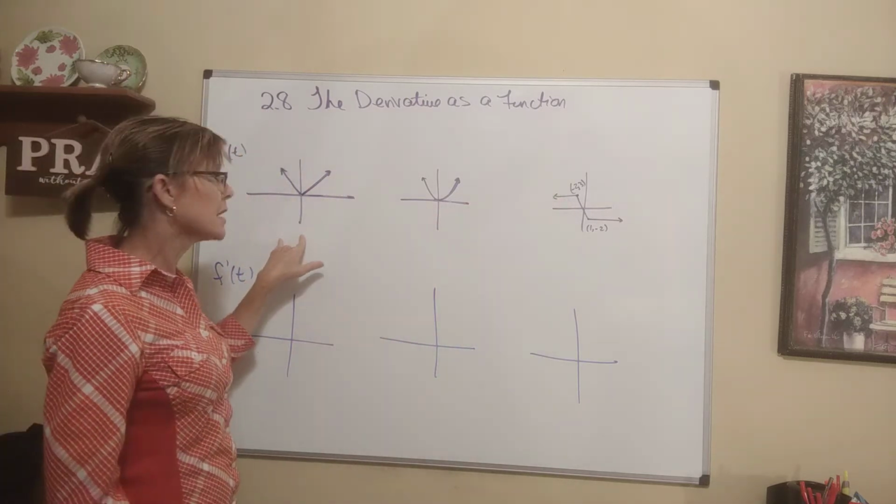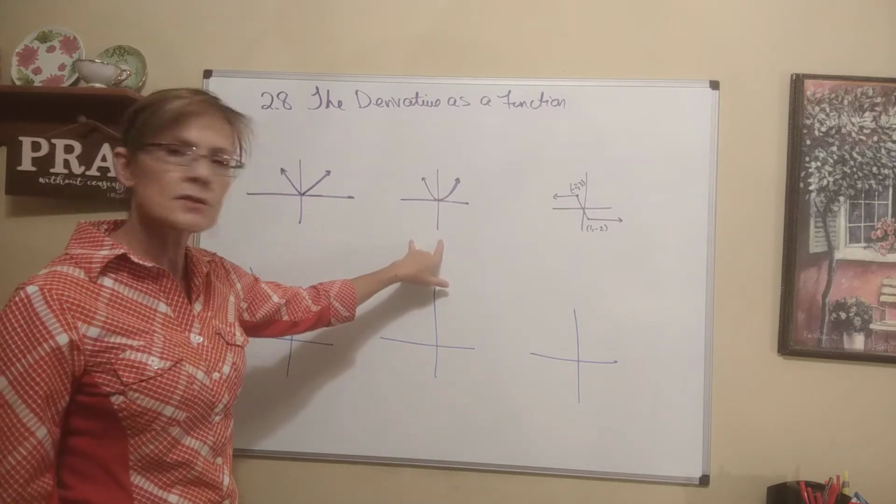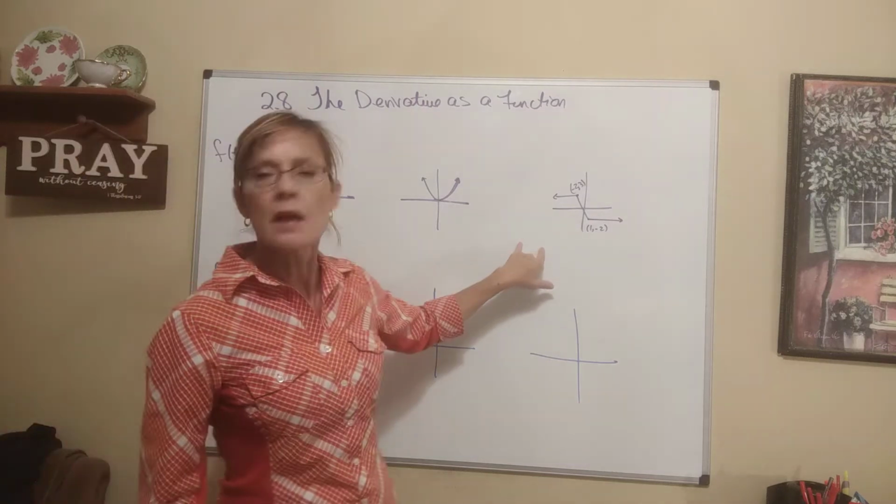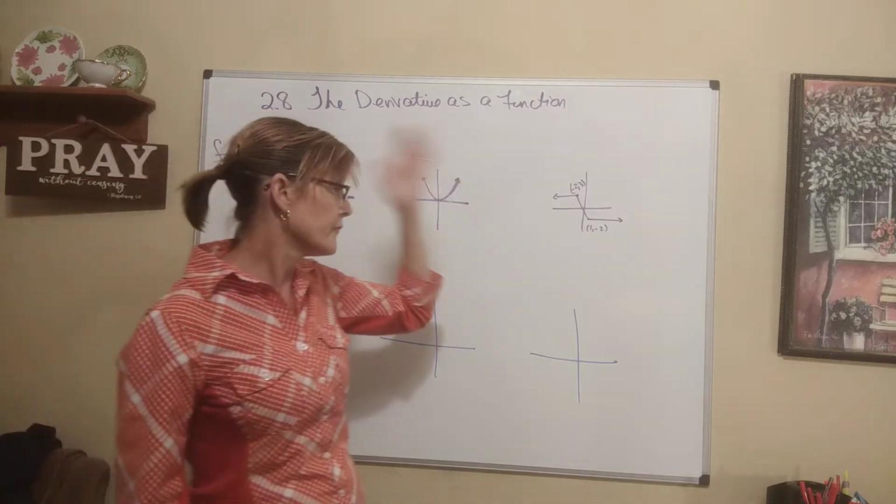Well, I didn't make these up. This is the absolute value function. This is x squared, a parabola. And this is, I made this up. It's some function that looks like that.